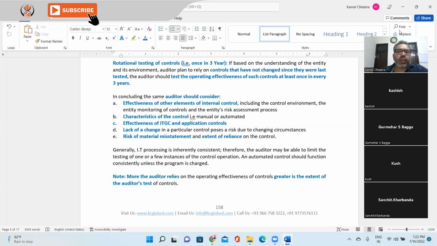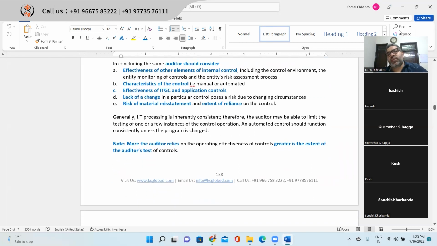So in concluding, the auditor should consider the effectiveness of other elements of internal control, including the control environment, entity monitoring of controls, and the risk assessment process; the characteristics of the control, manual or automated; the effectiveness of IT general controls and application controls; and the lack of change in the particular control process.